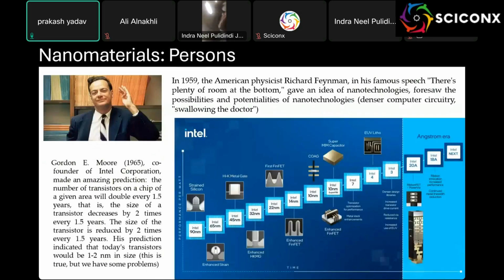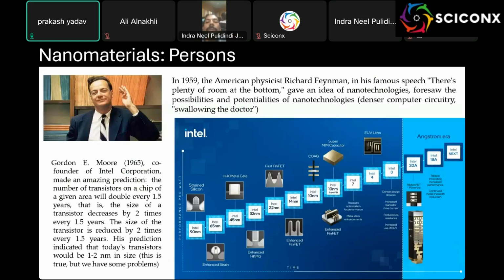There is a famous scientist, Richard Feynman, who gave his speech "There's Plenty of Room at the Bottom" in 1959, and he gave the idea of nanotechnology and the possibility and potential of nanomaterials. And today we see nanoparticles and nanomaterials everywhere, and everything is changed due to nanomaterials, and we get compact-sized transistors due to nanomaterials.